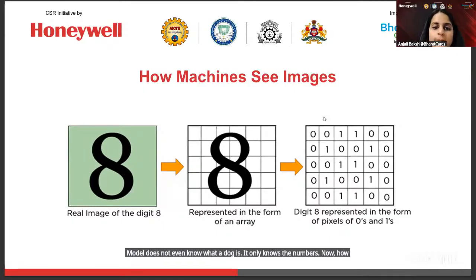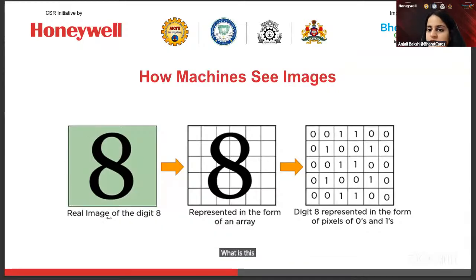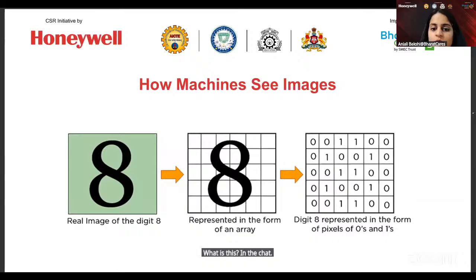Now how numbers? What do you see on the screen in this first image? What is this, in the chat? What number do you see here? 8, 8, 8. Okay. We all see 8 instantly because our brain is trained to recognize the shape. That if the number is written in such a way, 2 rounds, that is 8, right? This is how humans see it. We see the full shape at once. We don't see dots, we don't see pixels, we don't use maths, right?